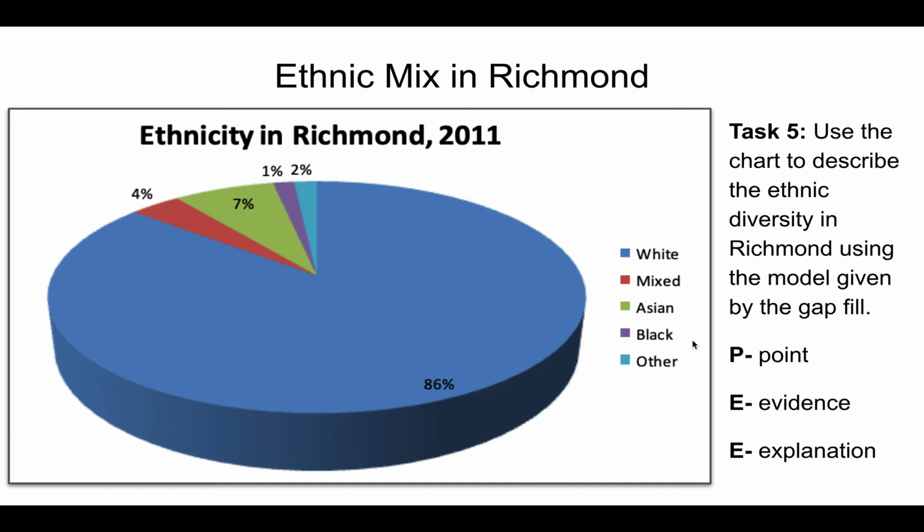Okay, so what do we notice here? That Richmond is a majority white borough, that there is some diversity of people from mixed backgrounds. The second largest category is people from an Asian background, a small number of people from black backgrounds and other backgrounds as well. You may even be able to come up with a reason for that.